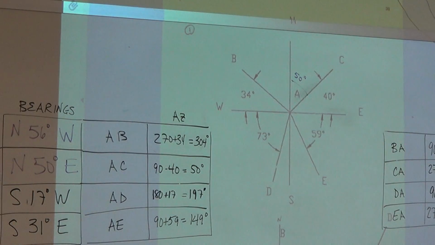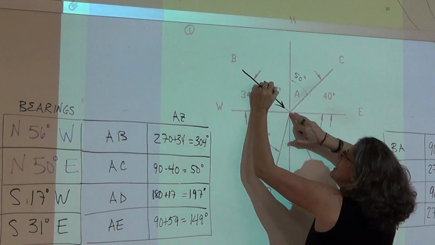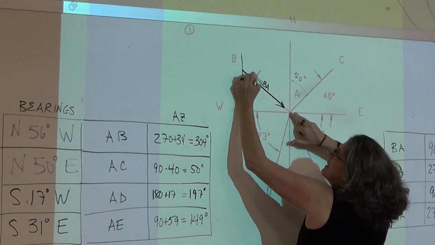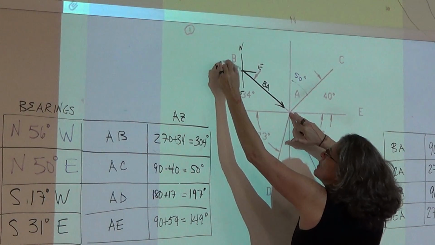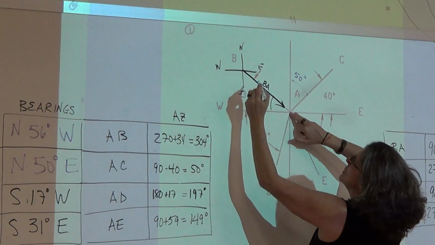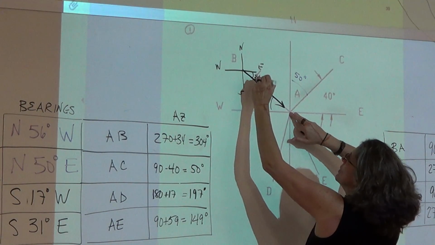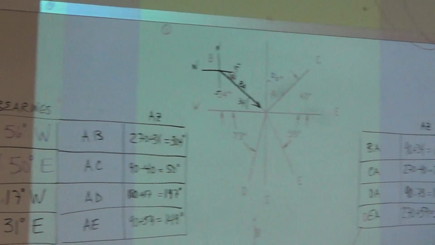Okay, so now just what we did before, we're doing the same thing. So now we're looking at B to A. Here's B to A. Here's my north, south, east, west line coordinate system. This is 34, right? So Tristan, B to A, north or south? South. East or west? East. And how many degrees? 56.